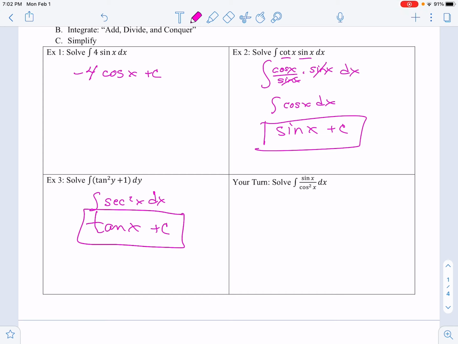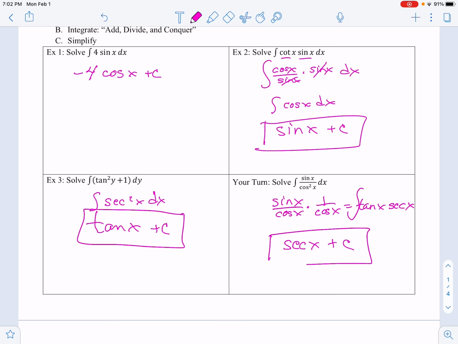Okay. This I'm going to change to the sine of x over the cosine of x times 1 over the cosine of x. Sine over cosine is tan. 1 over cosine is secant. Now I'm going to integrate, and that's the secant of x plus c. Know your trig identities.